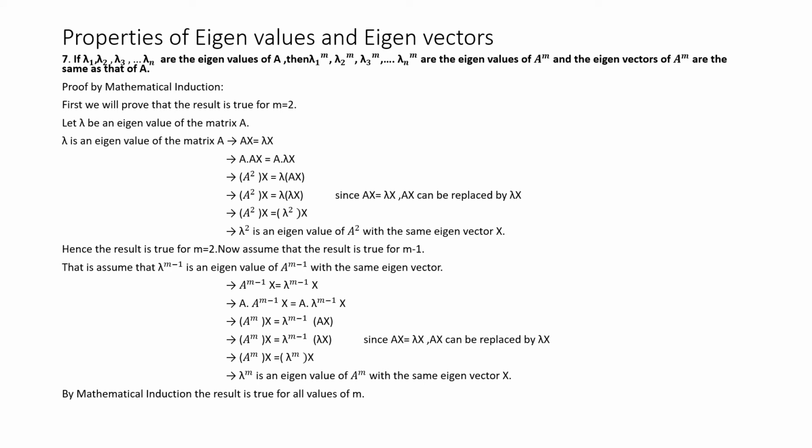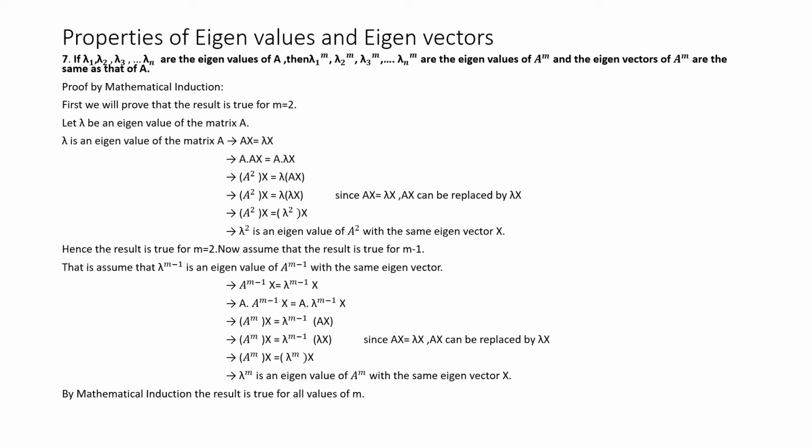Property 7. If lambda 1, lambda 2, etc. lambda n are the eigenvalues of A, then lambda 1 raised to m, lambda 2 raised to m, etc. lambda n raised to m are the eigenvalues of A raised to m, and the eigenvectors of A raised to m are the same as that of A. We are going to prove this by the method of mathematical induction. For that, we need to prove the result first for m equals 2, and assuming that the result is true for m minus 1, we have to prove that it is true for m.